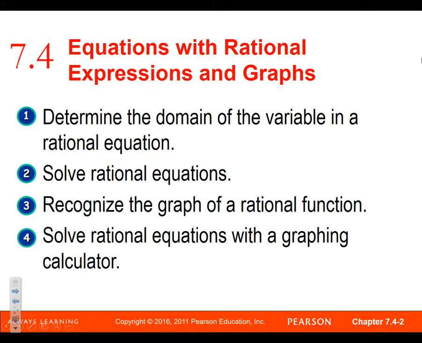So here we're going to try to determine what the domain is of a rational equation. And I think we kind of did some of this already, right? What can't you have in a rational equation? A denominator of 0. Then we're going to try to solve rational equations, recognize the graph of a rational function, and solve rational equations with a graphing calculator. If we don't get to 4, that's going to be okay. So at least 1, 2, and 3 today.